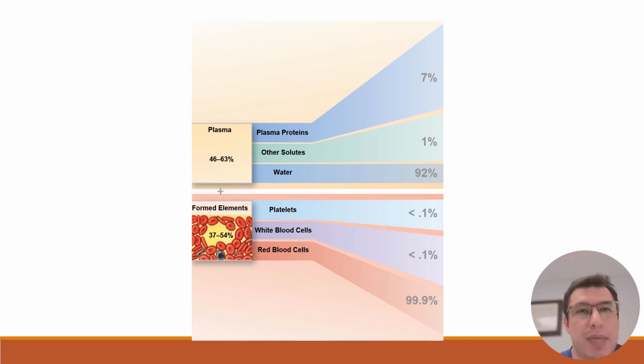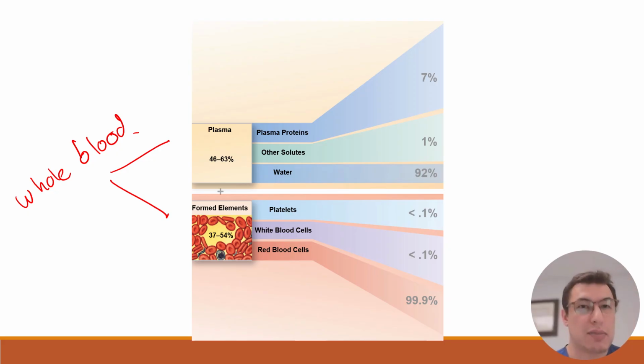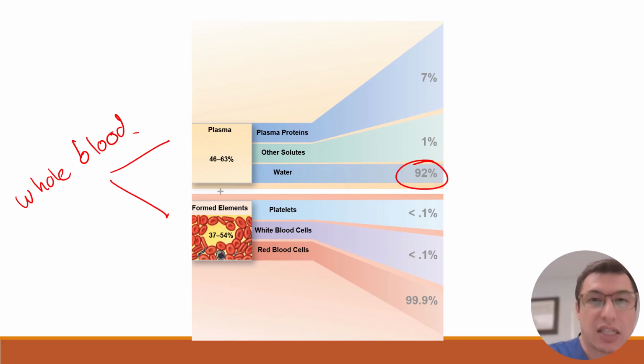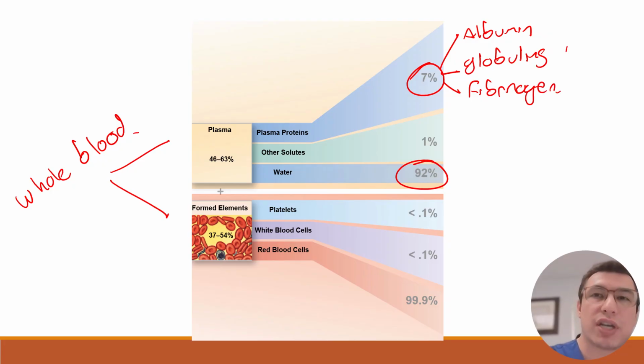So this paints a picture of what whole blood is. Whole blood means what is in your body running right now. Whole blood is divided into plasma and formed elements. Plasma is made out of 92% water, and about 7% of the plasma content is proteins. Remember that those proteins are divided into three: mostly albumin, globulins, and fibrinogen. The most abundant of the three is albumin, okay?